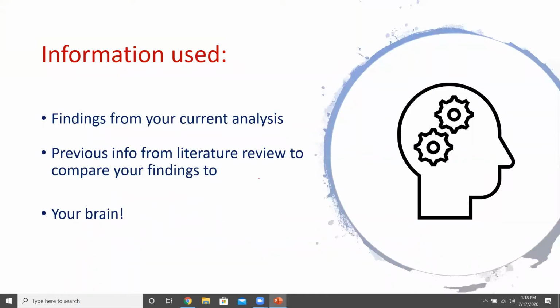Now, like I said, it's not very difficult, and why am I saying this? Because the information that you're going to use to write your discussion section is already there. You have the information. What is this information? You're going to need findings from your current analysis, like I said, previous information from the literature review to compare your findings to, and of course, the important part of the discussion is your brain. You need your brain. You need your critical thinking.